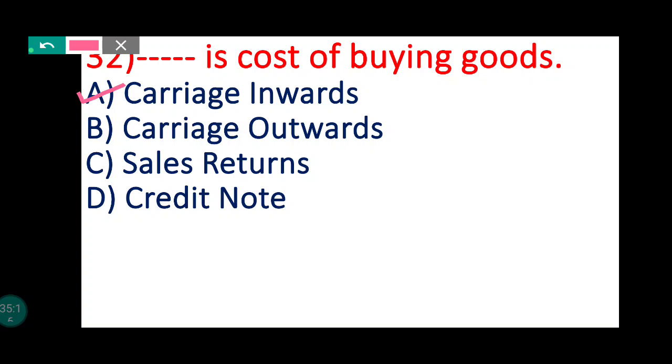And carriage outward, or we call it as carriage on sales. See, carriage outward is the cost of transporting goods to the customer's premises. It is not part of selling price of our goods. Carriage outward is always entered in the income statement as a normal expense and never included in the calculation of gross profit. Okay, so remember this difference. Carriage inward means carriage on purchases, carriage outward means carriage on sales.